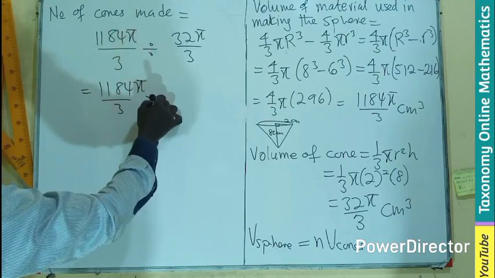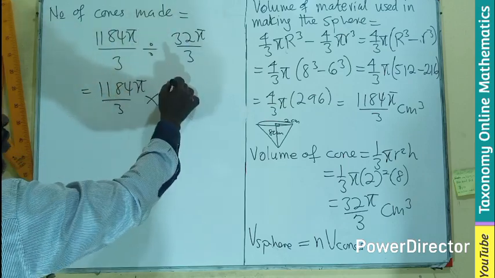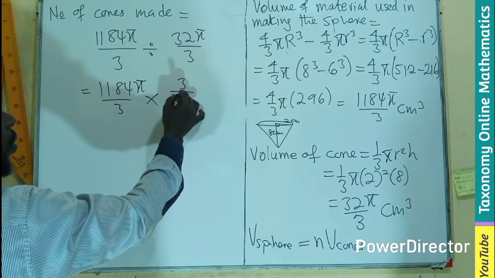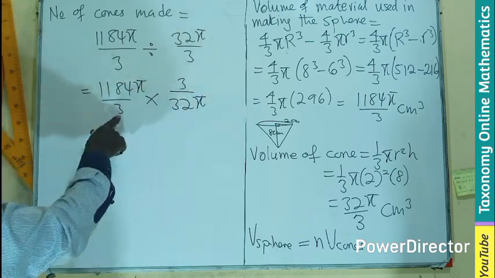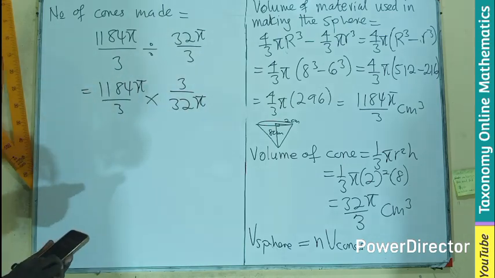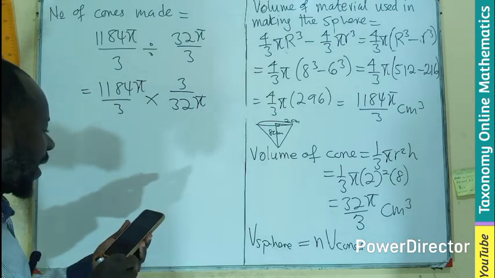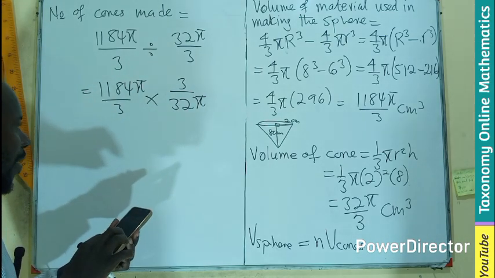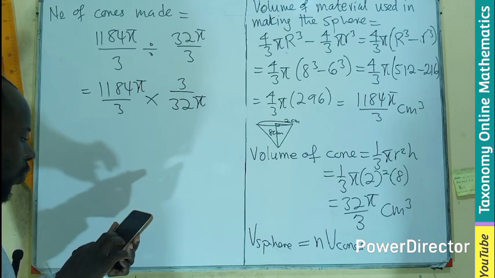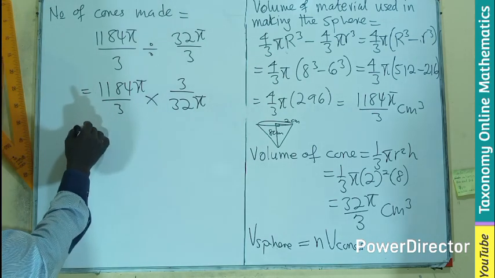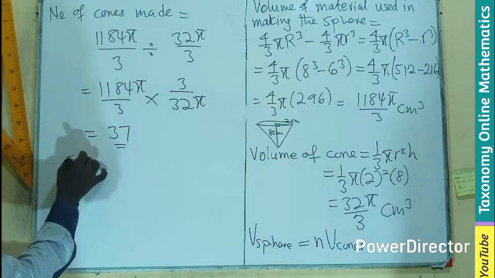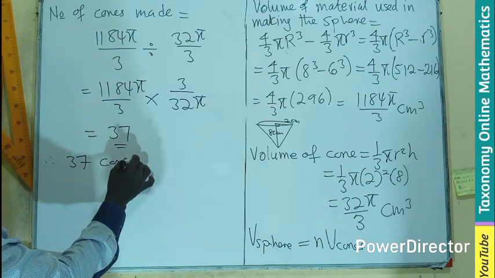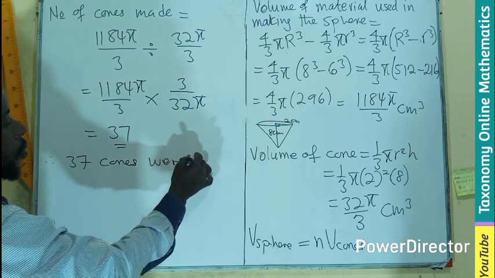We know this becomes multiplication. We flip this one to become 3 on 32 pi. This will cancel this, pi will cancel pi. So we are left with 1184 divided by 32. And that is giving us exactly 37. So therefore, 37 cones were made.